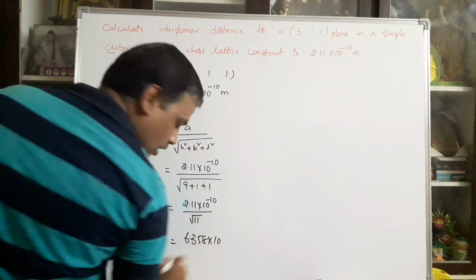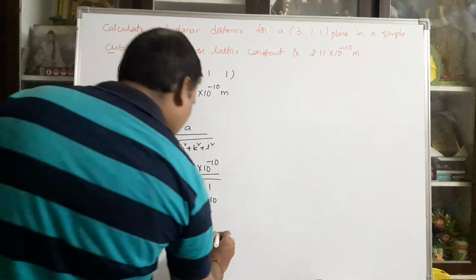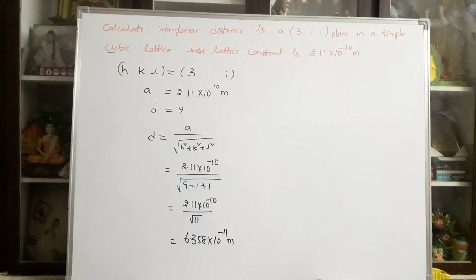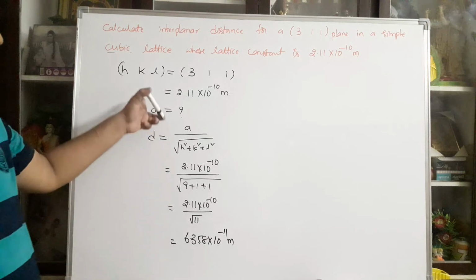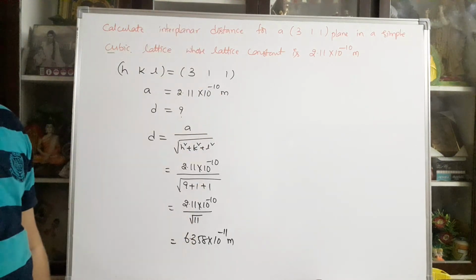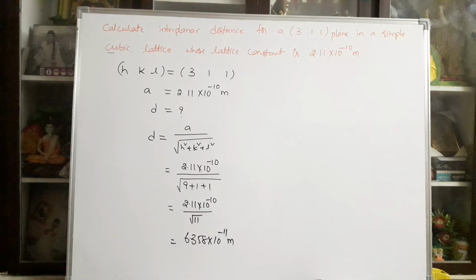into 10 power minus 11 meters. The answer must be expressed in meters because the lattice constant is given in meters. In this way you can calculate the interplanar distance.